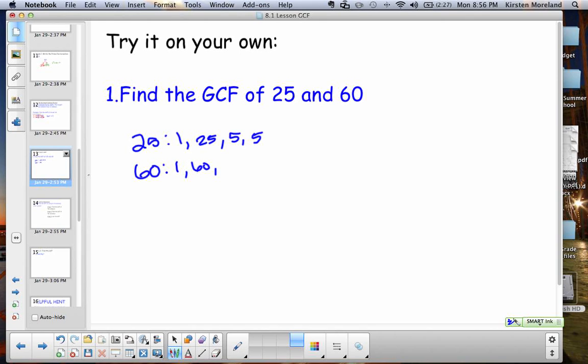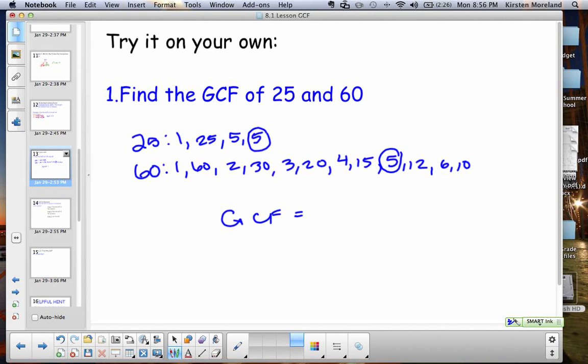have 1 and 60, 2 and 30, 3 and 20. You'll have to check this one. It's 4 and 15. 5 and, let's see, 12, 6 and 10. Okay, and I could have stopped way back here once I saw 5, because that's the only other number that 25 has, so the greatest common factor is 5.